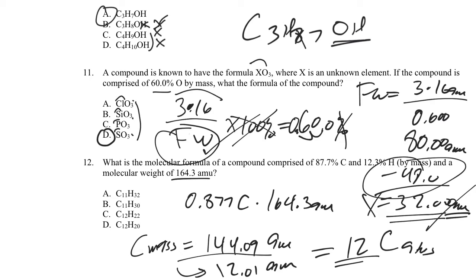And then we do the 0.123 times 164.3, so if we do this for the H as well, then I get 20.2 divided by 1.008 gives me 20 for the H. So we got 20 H atoms. So it should be C12H20.